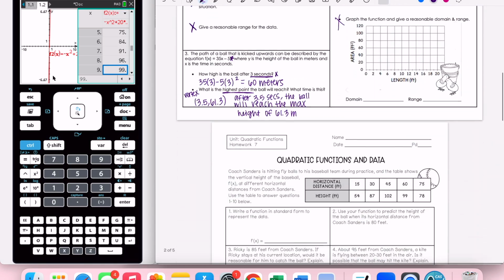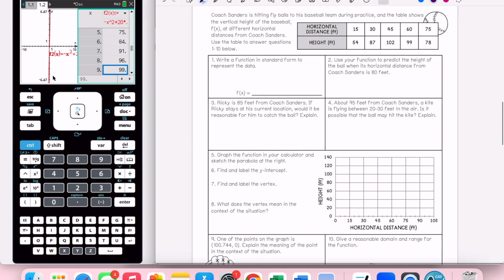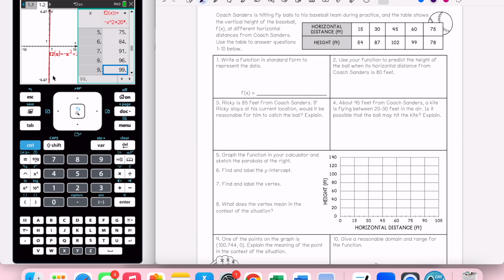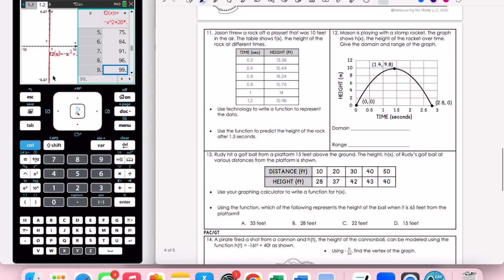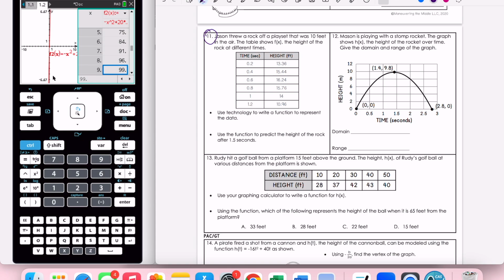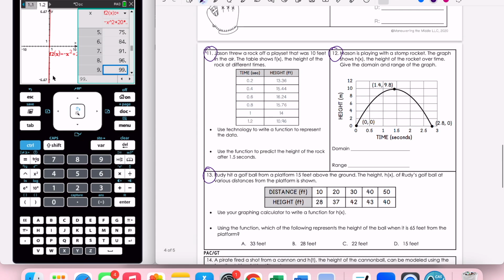So now when it comes to your assignment, I am only going to assign a few problems to you. So I want you to circle number 1, number 2, moving on to the back page, number 11, number 12, and number 13. Those are the only problems you have to complete on this assignment.